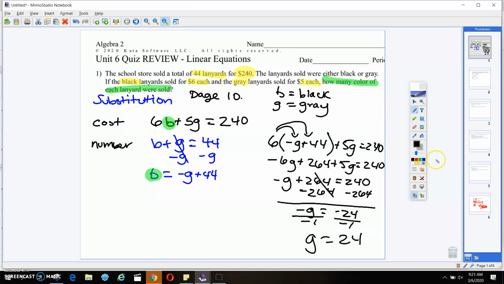So what we're going to do is take this G right here, and the fact that it equals 24, and we're going to plug it in for this G right here. Okay, so we're going to get B equals negative 24 plus 44, which if we do negative 24 plus 44, what do we get? Wilmer already told us it's 20.